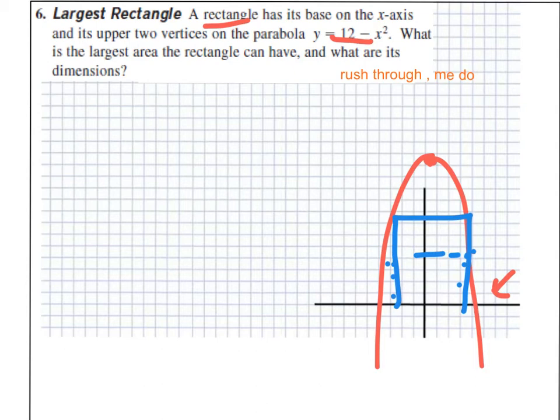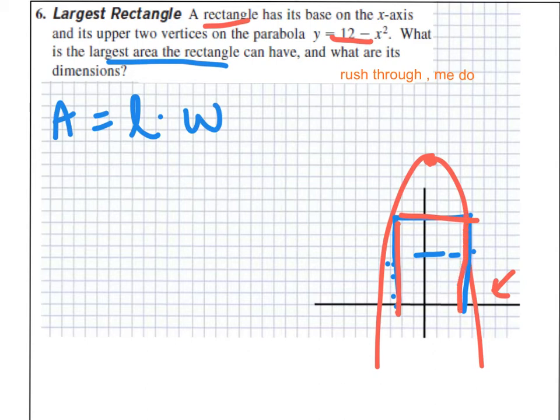So how am I going to solve this problem? Well, you want the largest rectangle, the largest area, so you write an area formula, length times width, on a coordinate plane. But the problem is, coordinate planes usually have x's and y's, so what would be the length and the width of that rectangle? Well, let's take a look at this for a second. I'm going to do this in black.